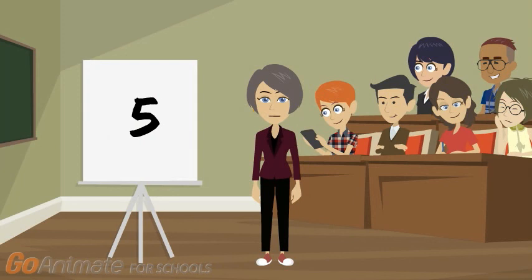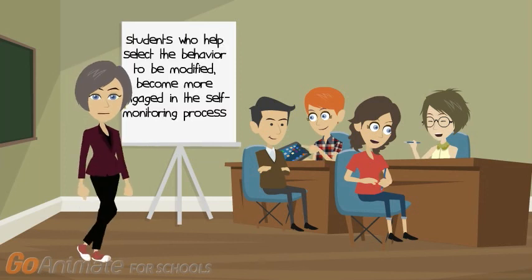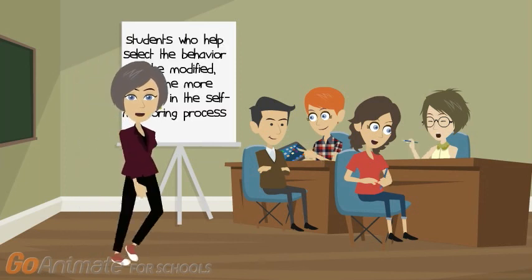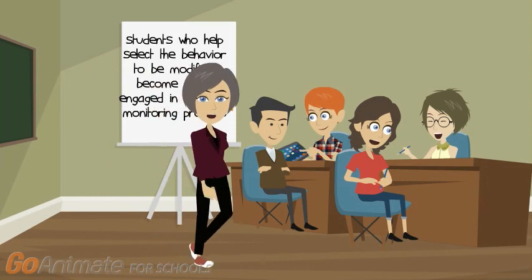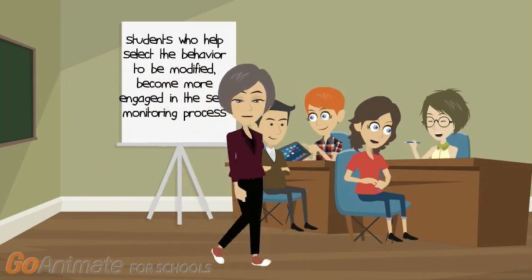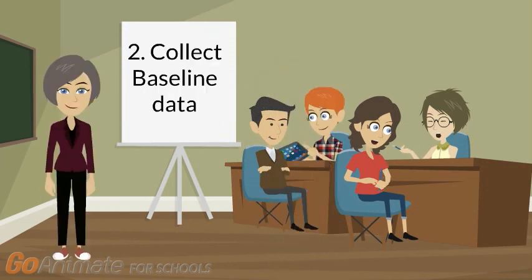There are 5 steps in self-monitoring. First, we select a behavior to monitor. That behavior must be specific, observable, appropriate, and personal. It's important to remember that when students are allowed to help select the behavior to be modified, they are more likely to consider the task important and become more engaged in the self-monitoring process.